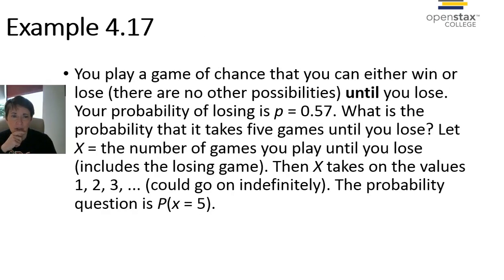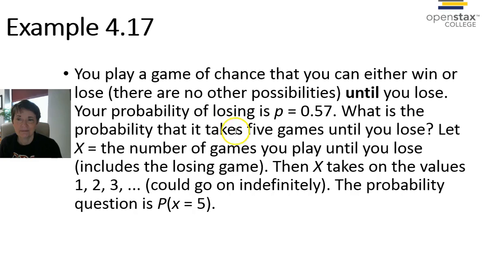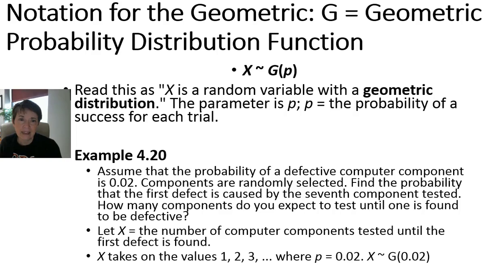Here's kind of an example so you can understand it maybe a little further. You play a game of chance. You can either win or lose. No other possibilities, no ties. You play it until you lose. Your probability of losing is 0.57. What's the probability that it takes 5 games until you lose? That's where our X can take on 1 game, 2 games, 3 games, 4 games, and 5 games. So the question is, what is the probability that X equals 5? The notation for this, very similar to the binomial distribution, we have the G in there and the P, meaning the probability of success for each trial.